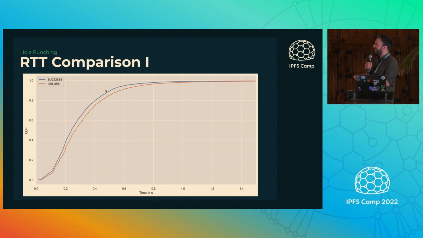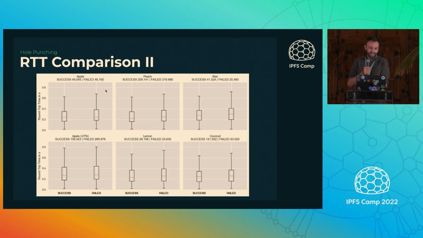So in this graph, we can see that in the failure case, the round trip time tends to be slightly higher. This means that if we have a slightly higher round trip time, it is a little less likely that this hole punch protocol succeeds. But this is, I think, a very tiny difference. And if we take a look at all the different clients that were deployed, these are box plots, and the takeaway would be that they basically all look the same. So, in my opinion, there's no clear correlation between round trip time and the success rate of the hole punch.